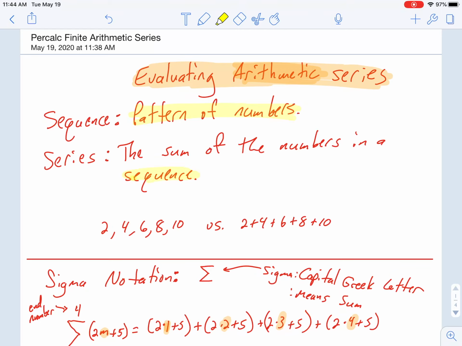So it'd be like this. A sequence would be 2, 4, 6, 8, 10. That's a pattern of numbers. It goes up by 2 every time. A series would be 2 plus 4 plus 6 plus 8 plus 10. So that's kind of the big difference here. This is a sequence, and this is a series. Very closely related, but not exactly the same thing.